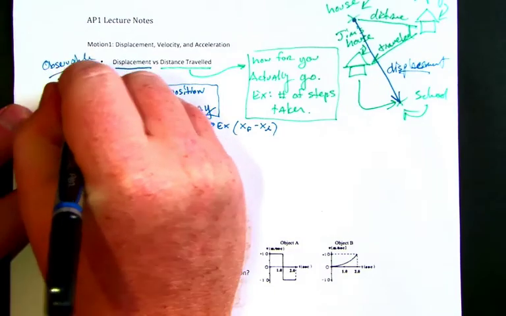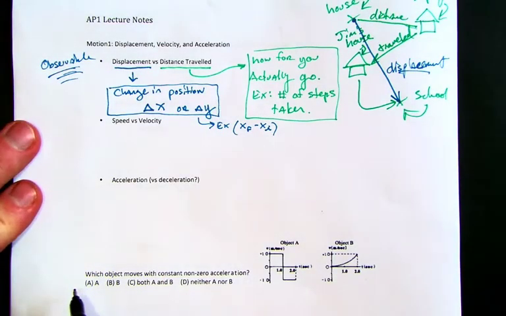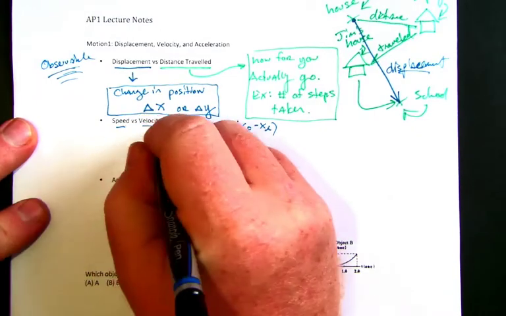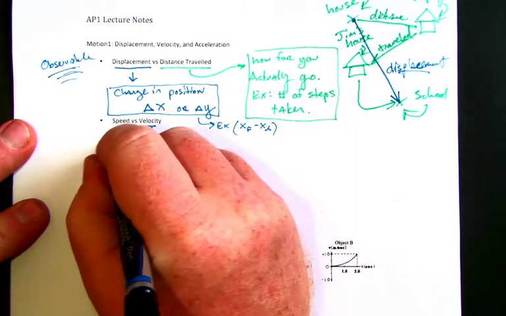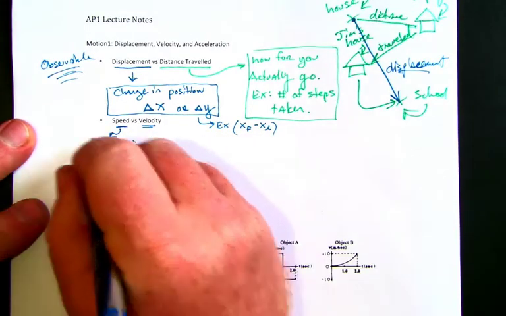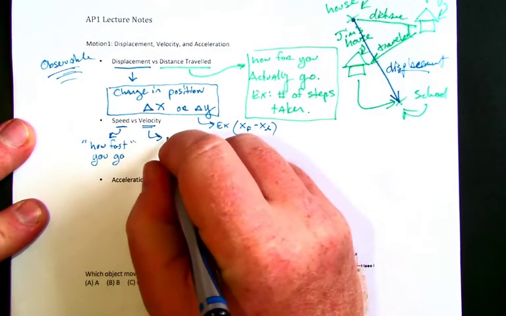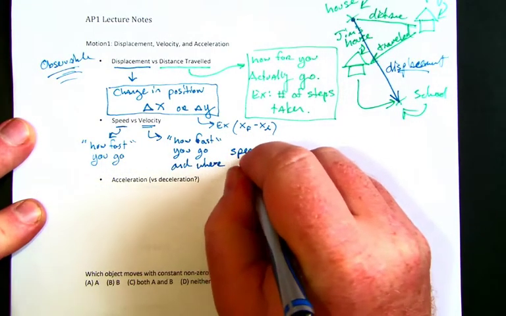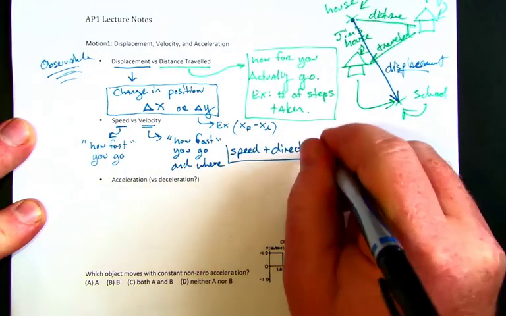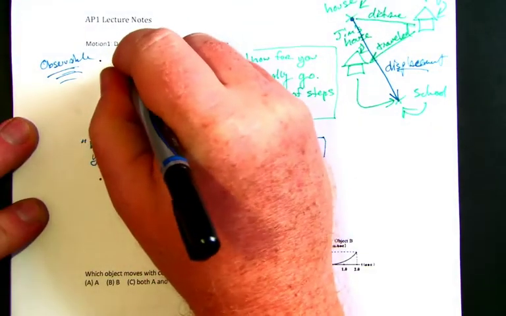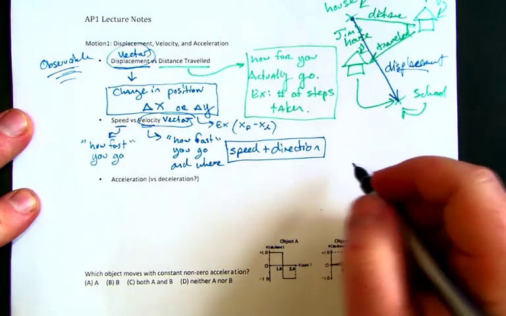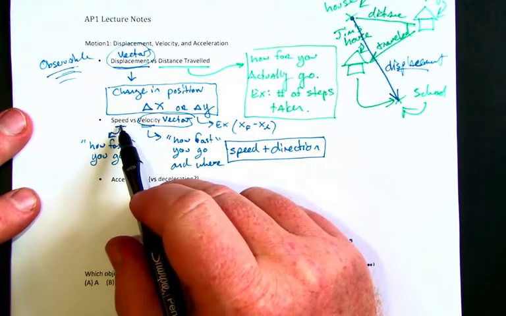Now, again, the reason that's so important is because displacement is measurable and observable. Once you measure your displacement, you can look at your velocity. Speed versus velocity are two things that are very often confused. Speed is how fast you go, whereas velocity is how fast you go and where you go. It's your speed plus direction. It's very important. So displacement is a vector, and velocity is a vector. Distance traveled is not a vector, it's a scalar. Speed is not a vector, it's a scalar. They just have a magnitude, they don't have a direction.